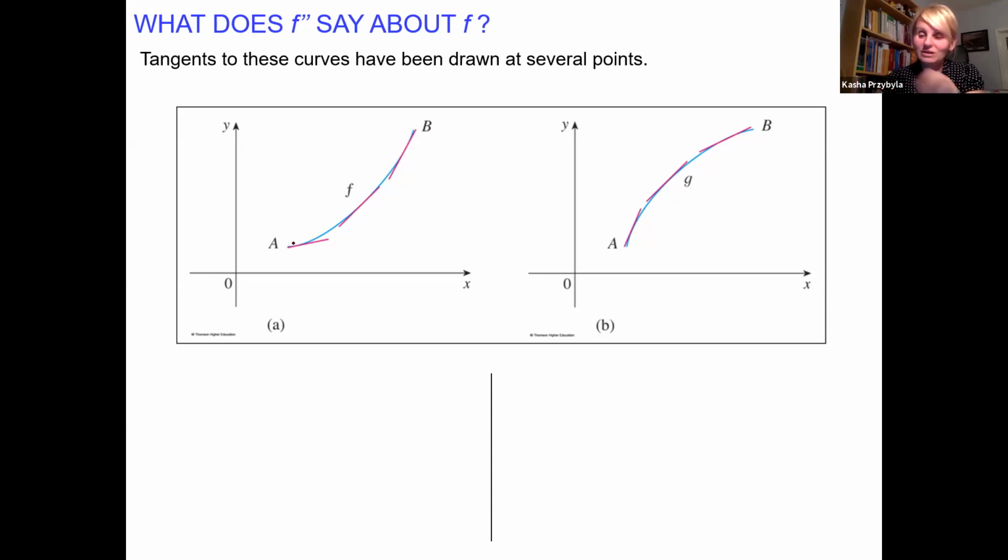Let's look at this. This tangent line, the slope looks like that. And this one is a little bit more steep. This one is even steeper. What do you think we can say about the slope? It's definitely positive, but the slope itself is increasing.